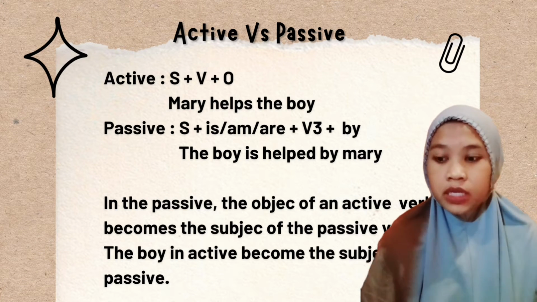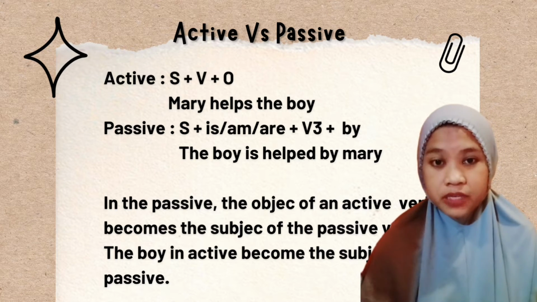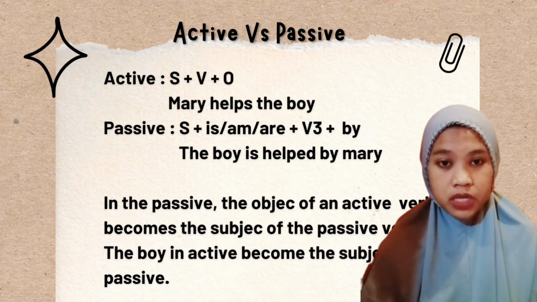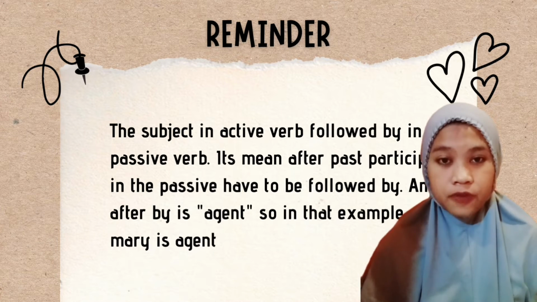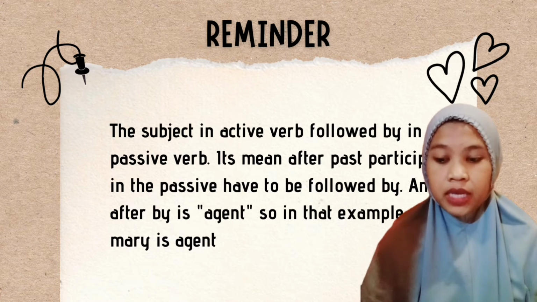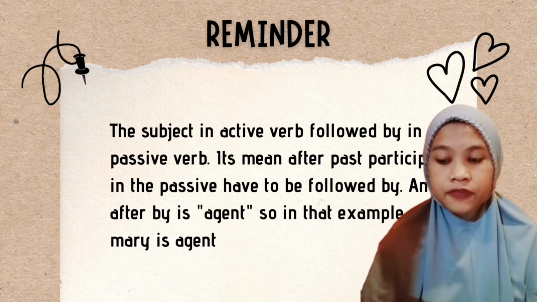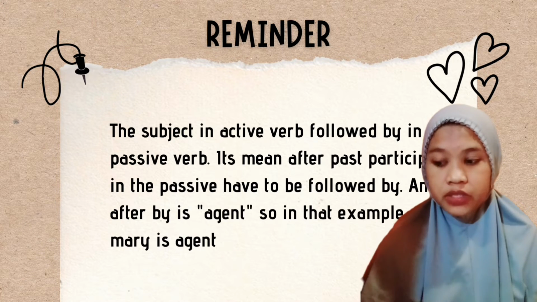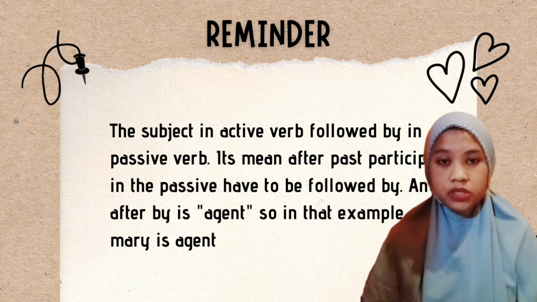In the passive, the object of the active verb becomes the subject of the passive verb. The boy in the active becomes the subject in the passive. Remember, the subject in the active is followed by "by" in the passive. It means that after the past participle in the passive, it has to be followed by "by", and after "by" comes the agent. So in that example, Mary is the agent.